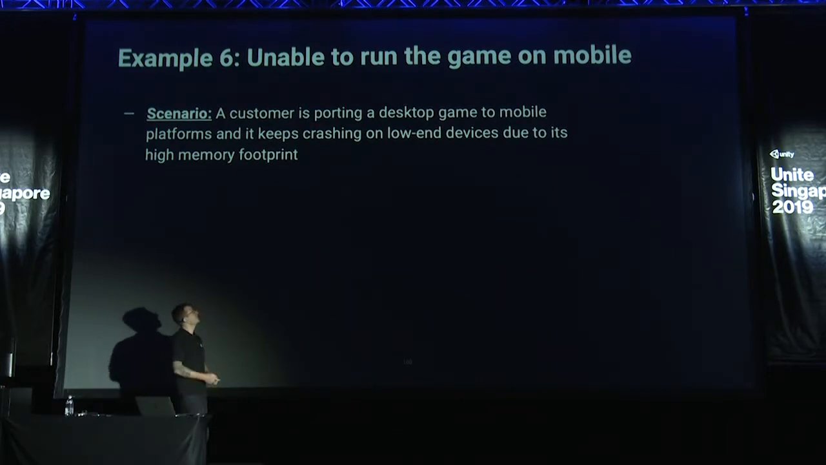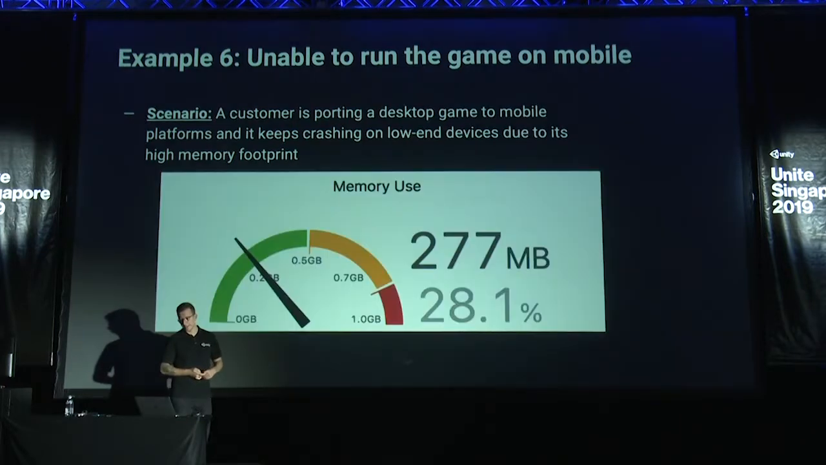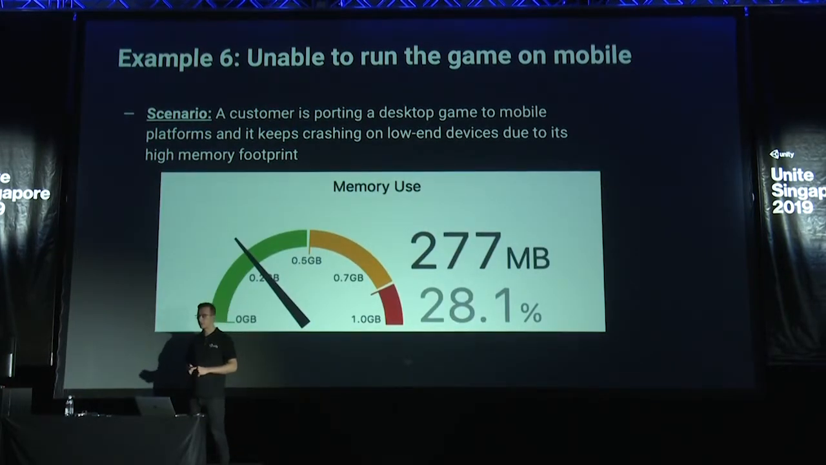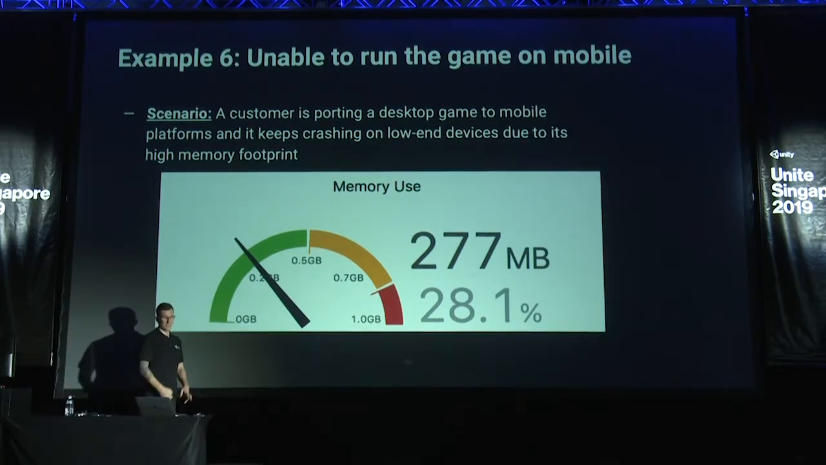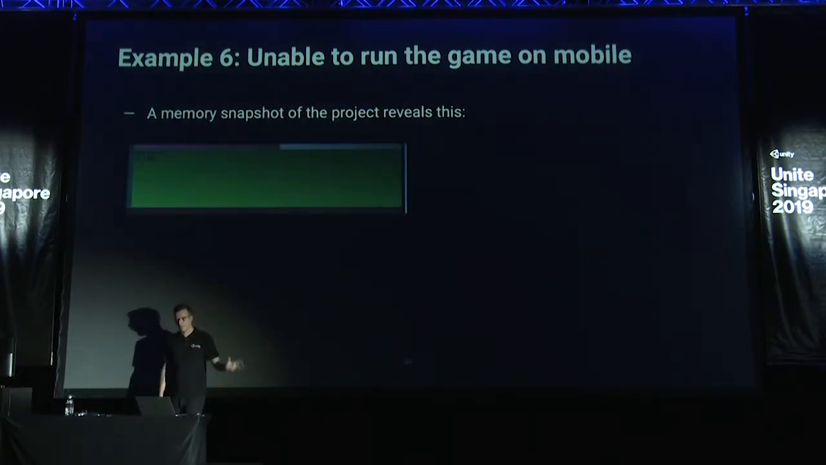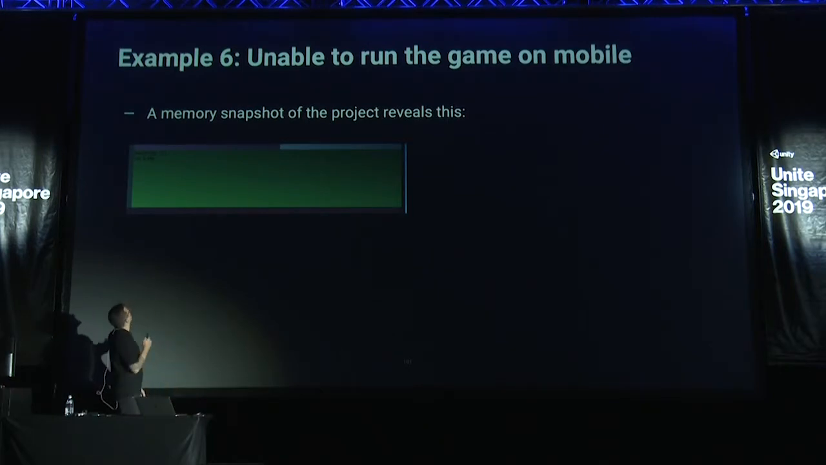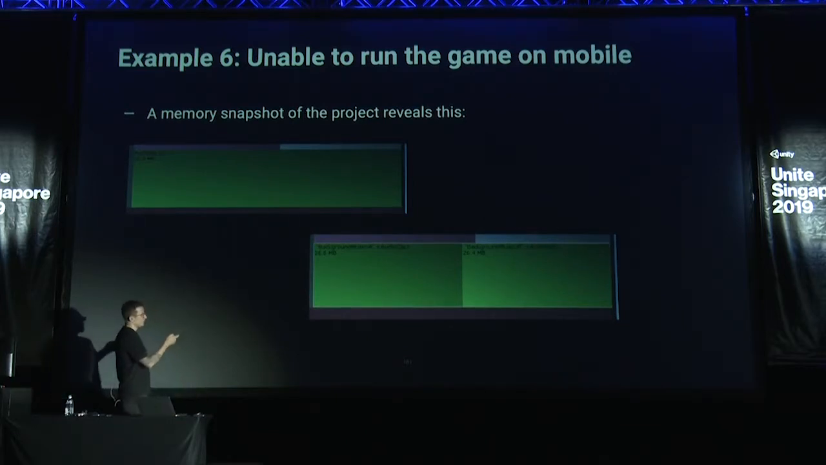So again, this was another example from Europe, porting a desktop title to mobile, and the game kept crashing on the lower end devices. This is a screenshot from Xcode Instruments, and just to give you a tip, you always want to stay in this area. You don't want to stay in this area because it means that you're using too much memory and the app will basically crash if you keep doing so. So when we did a memory snapshot, we saw that there is this huge 52 megabytes audio clip in the memory. And again, sorry, actually two audio clips.